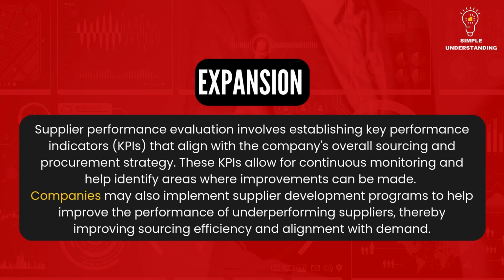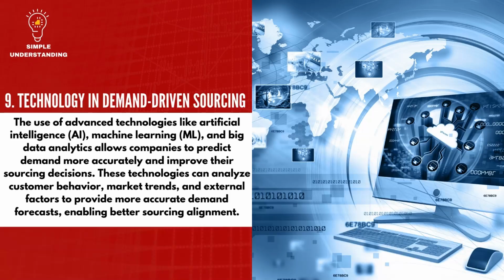Expansion. Supplier performance evaluation involves establishing key performance indicators, KPIs, that align with the company's overall sourcing and procurement strategy. These KPIs allow for continuous monitoring and help identify areas where improvements can be made. Companies may also implement supplier development programs to help improve the performance of underperforming suppliers, thereby improving sourcing efficiency and alignment with demand.